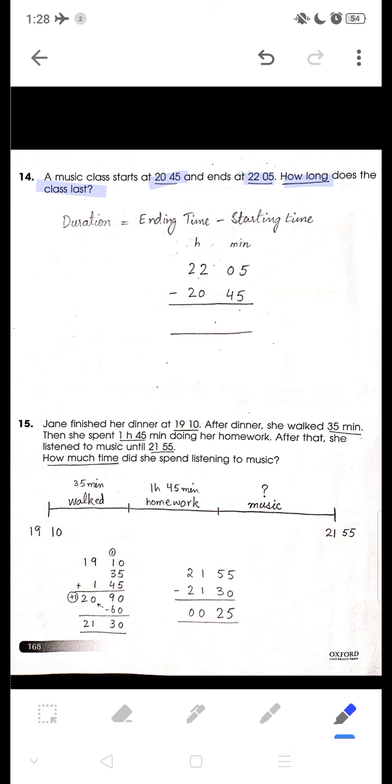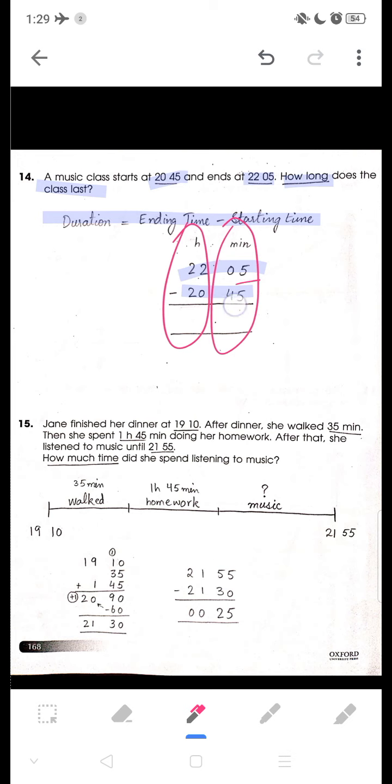So you know, duration is ending time minus starting time. You know this formula, it is in your book and you have already done it. So you have to subtract starting time from ending time. You will write ending time first, then starting time. Then you subtract minutes from minutes and hours from hours. They are done separately.